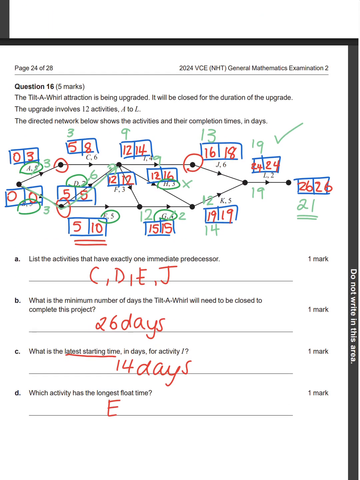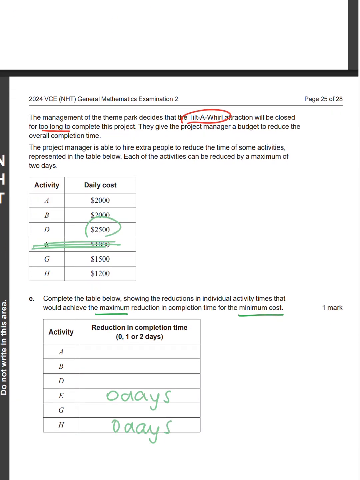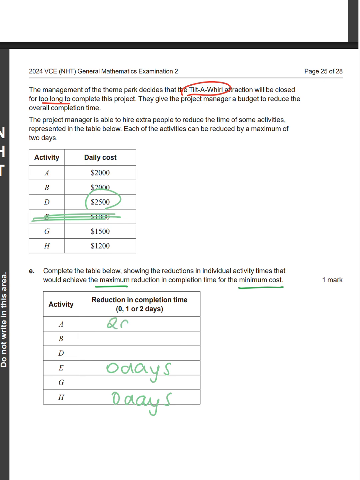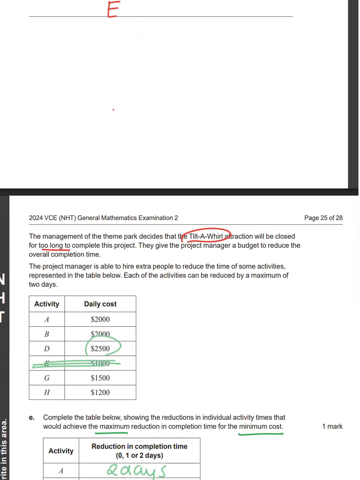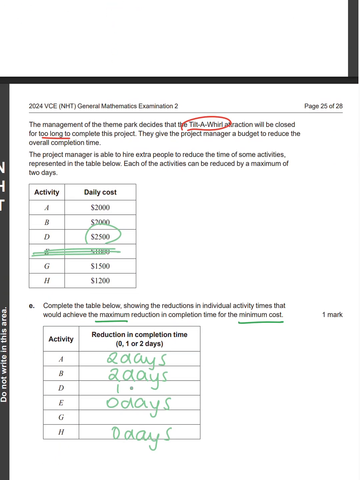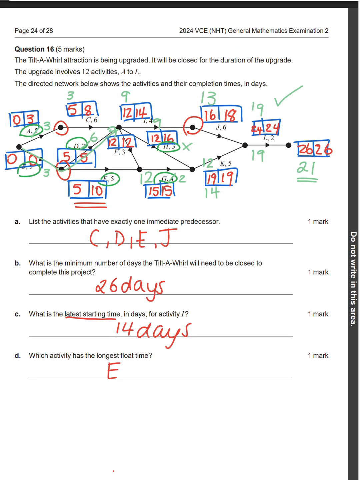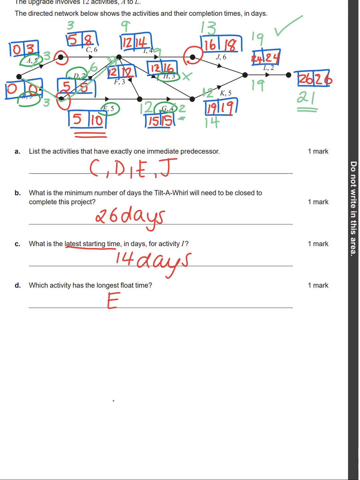So what else did I cut? I cut A by 2 days. B I cut by 2 days. D I cut by 1 day. And G, I cut G by 2 as well.